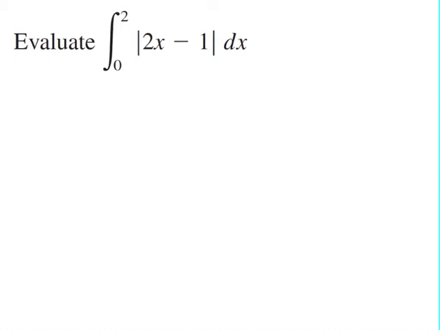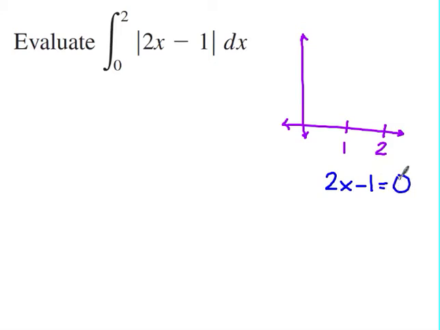If I were to graph this, I'm looking specifically between 0 and 2. So there's 0, 1, 2. I need to find where it hits the x-axis, and the easy way to do that is to take 2x minus 1 and set it equal to 0. So where does it equal 0? 1/2.